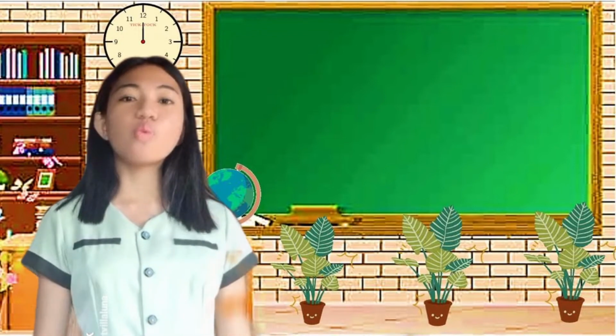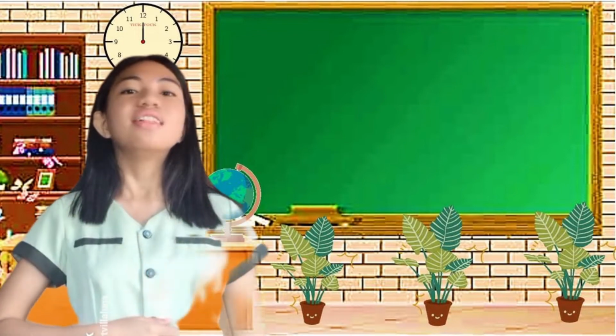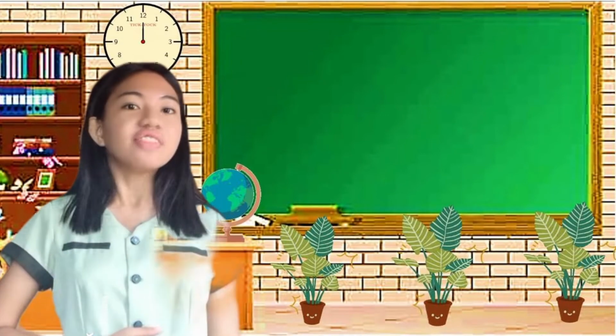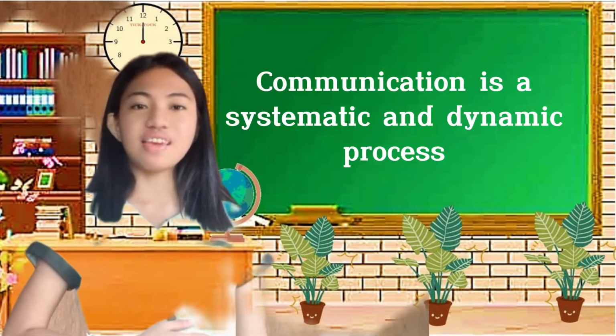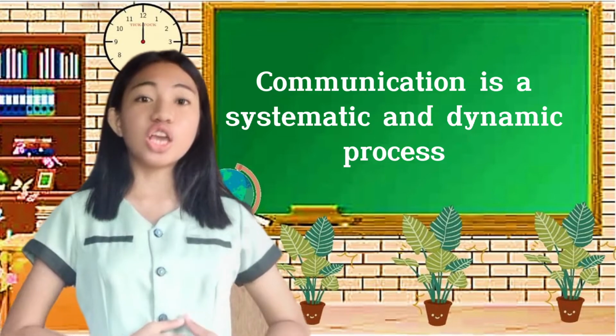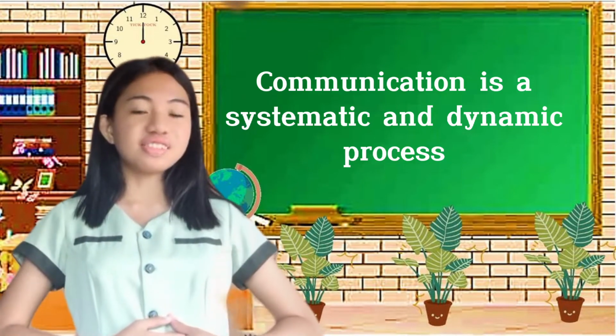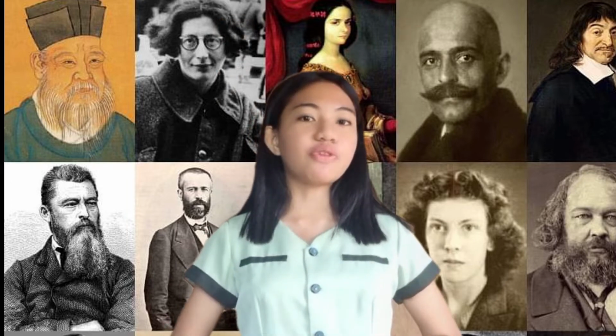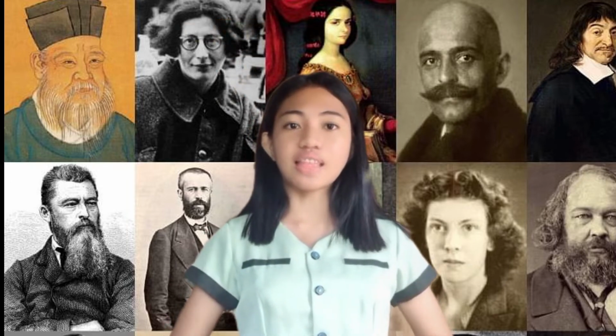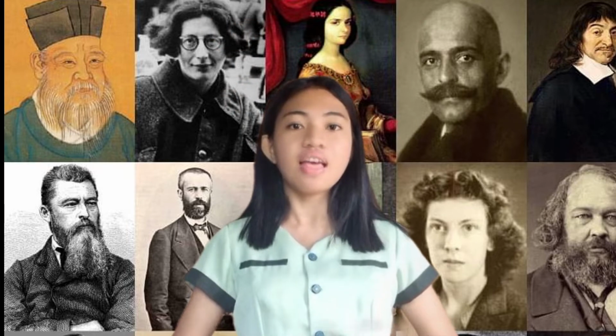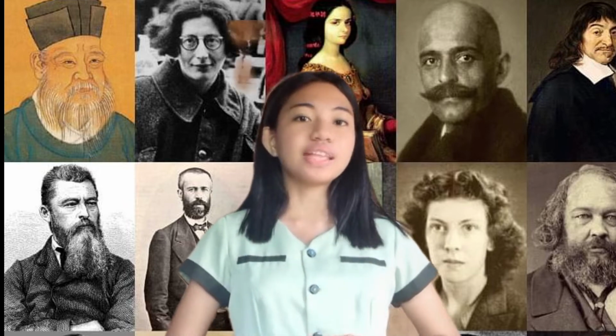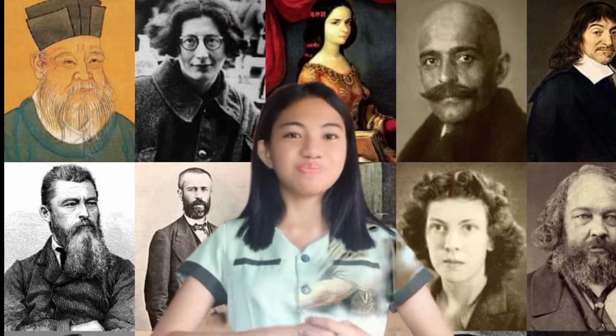Let us first know what is communication. Language experts believe that communication is a systematic and dynamic process, wherein when we say systematic, there is a flow of things. Since 300 BC, theorists have developed communication models in attempts to explain and understand how to improve communication and rhetoric. As time has passed, we have developed increasingly more complex models to explain how we communicate.